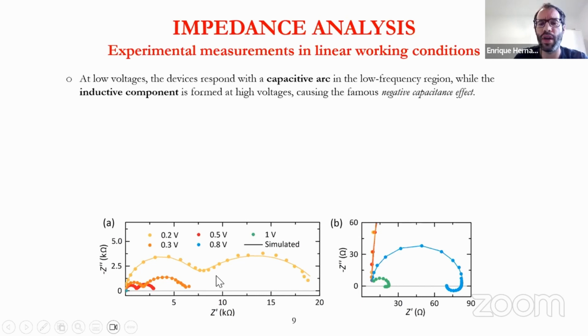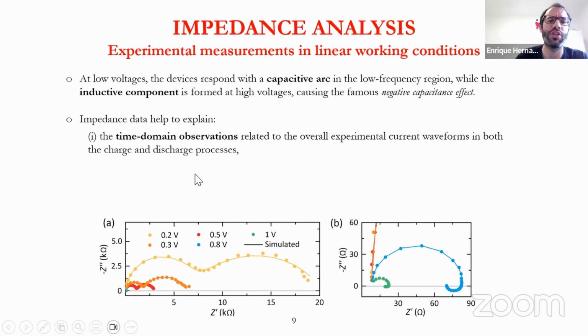which is more prominent, comparing magnitudes, when the voltage is higher. Okay. At this point, we can say that impedance data help to explain some observations in the sense of long-term potentiation. Impedance can explain the time domain observation. For example, that the capacitive behavior happens at high frequency, in time domain at short time scale, and the inductive feature happens at low frequency, at long time scale, but only this overall observation.